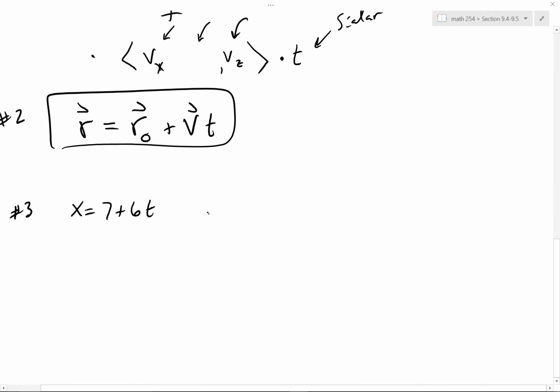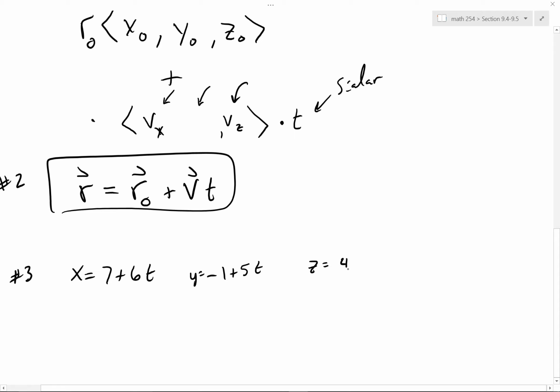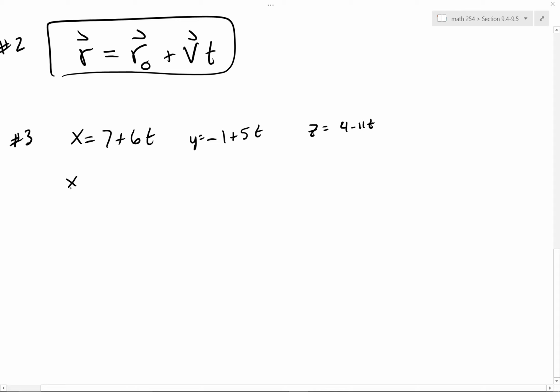negative 1 plus 5t, z equal 4 minus 11t. If you solve for t here, you will find that you get x minus 7 over 6 is equal to t. If you solve for t here, you get y plus 1 over 5 is equal to t. And here you're going to get, well, let's see, 11t is equal to 4 minus z, so divide by 11, so you're going to get t is equal to 4 minus z over 11.